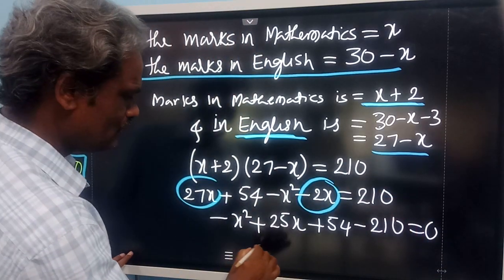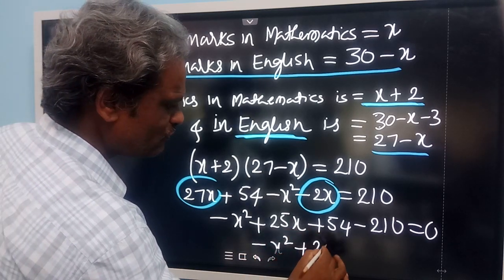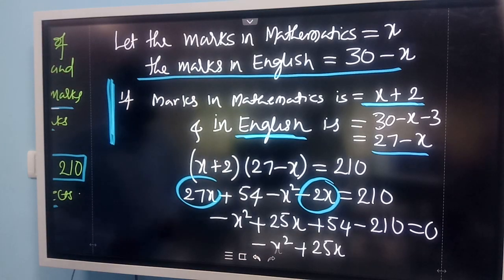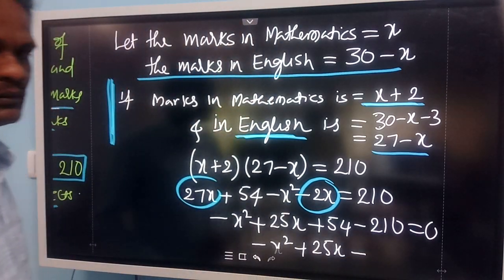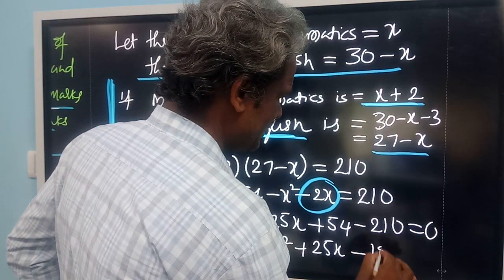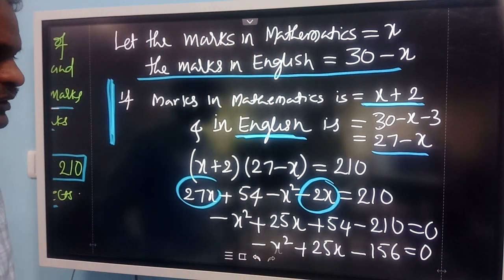Then this will become minus x square, 25x plus 25x. This subtract this one, 210, 54 minus 210, 54. 156, minus 156 is equal to 0.